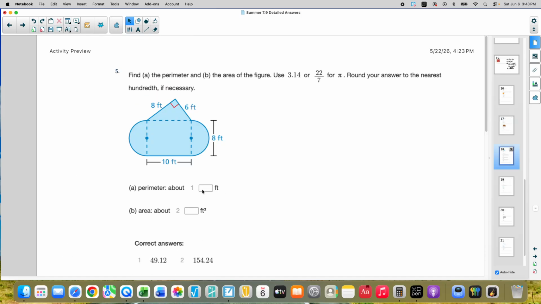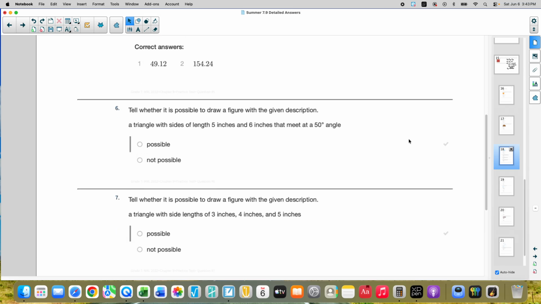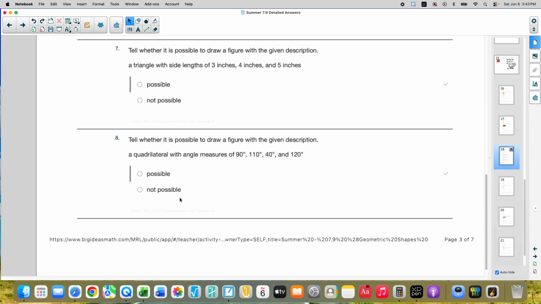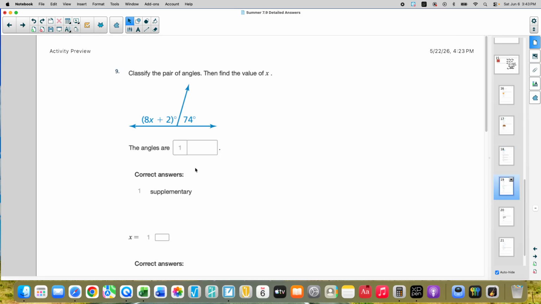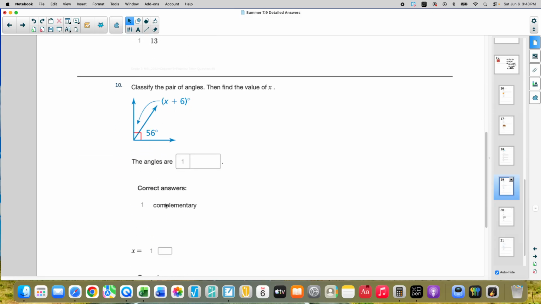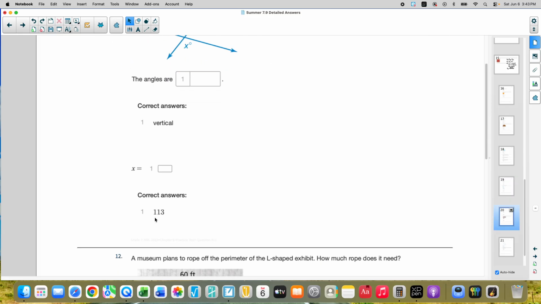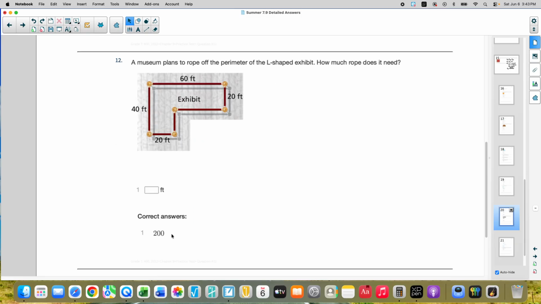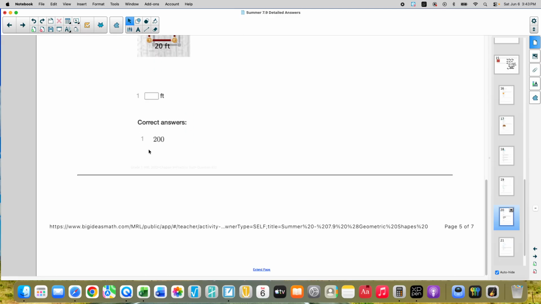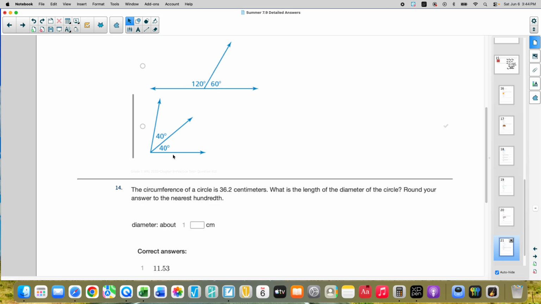That's good. So let's look at 5. 49.12, 154.24. Yep. It was possible. And it was possible. So all three were possible. Yep. So that's good to know. Supplementary. Yep. 13. Yes. Complementary. Good. 28. Yep. Vertical angles. 113. Yes. We got 200. Yep. Because it was 6120 by 80.